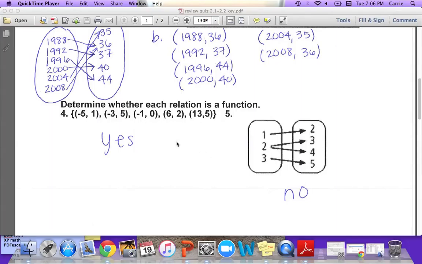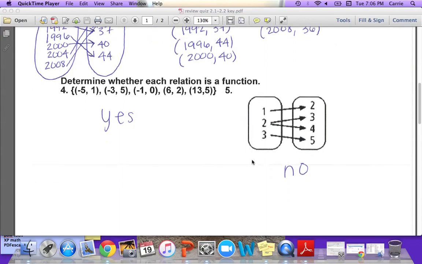Number 4 is just like 1 and 2, determining whether each relation is a function or not. Look to see if any of your x values repeat. If they do not, then you are good. 5 is a mapping diagram, and if you notice how 2 has 2 arrows going from it to 3 and 4, since it has 2 arrows going to 2 different numbers, that makes it not a function.